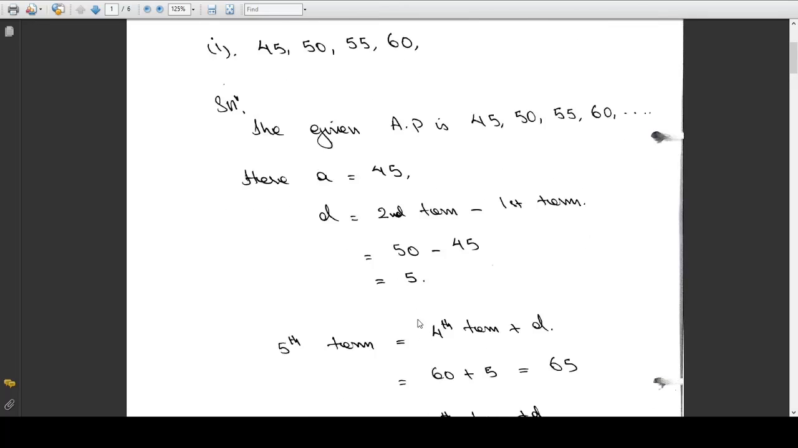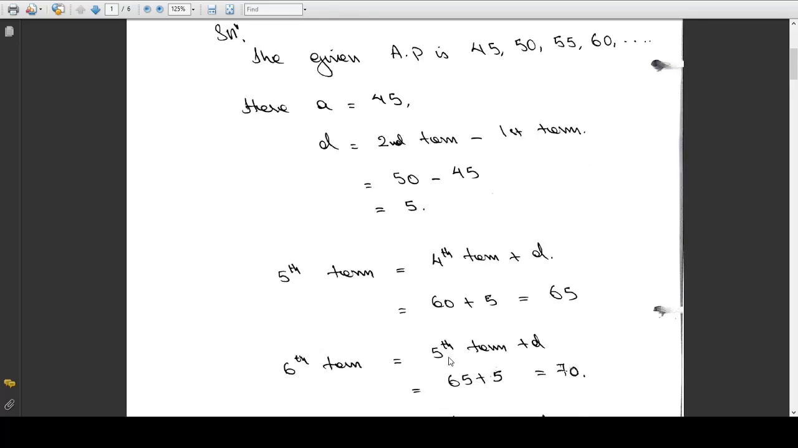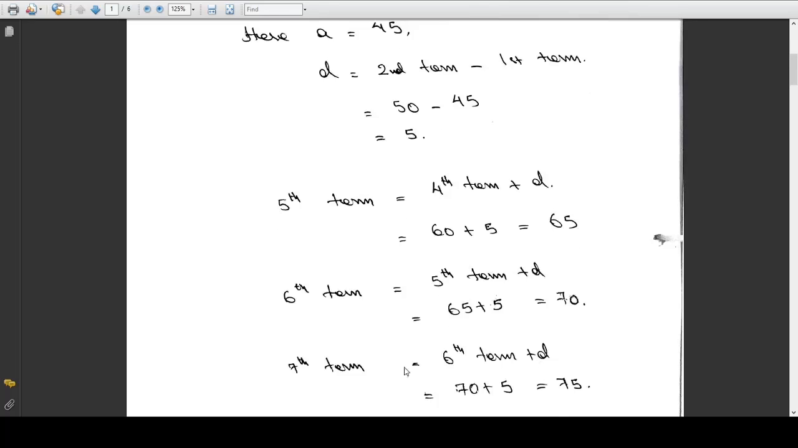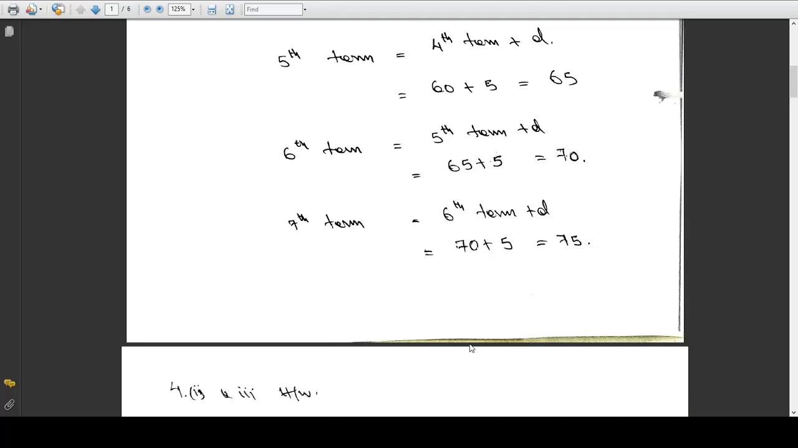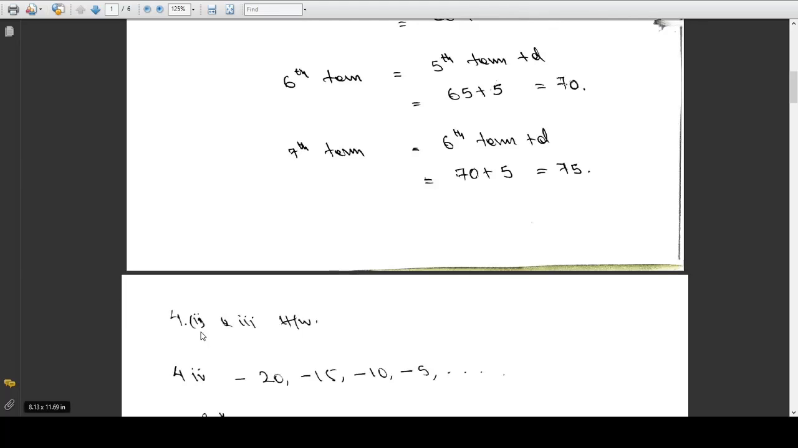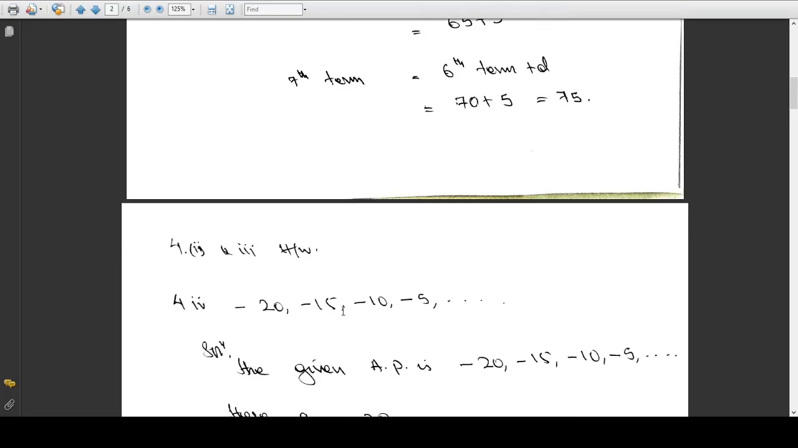Now, what will be the fifth term? The fifth term will be the fourth term plus the common difference. The fourth term is 60 plus the common difference 5, which is 65. The sixth term is the fifth term plus d. The fifth term is 65 plus 5, which is 70. And the seventh term is the same thing, the sixth term plus d. 70 plus 5 is 75. Very simple. Try to do numbers 2 and 3 as homework, and we'll continue here with number 4.